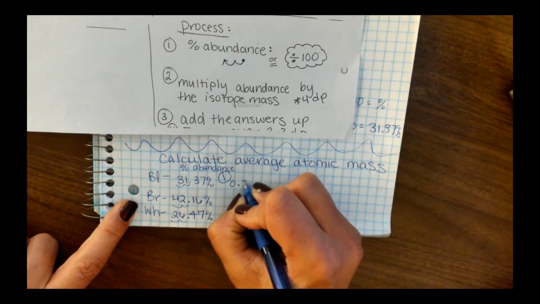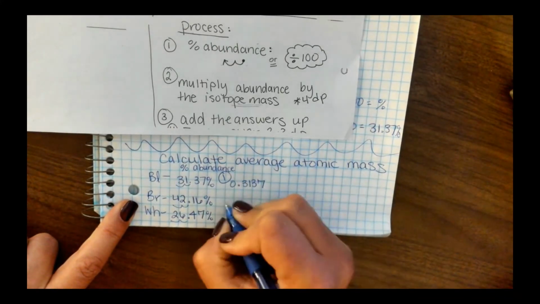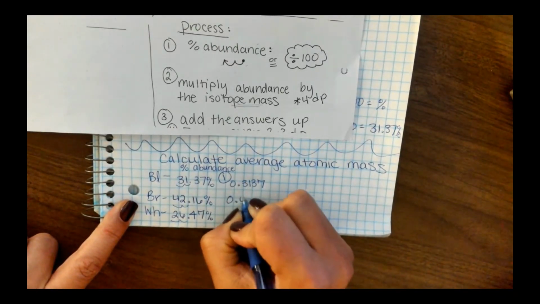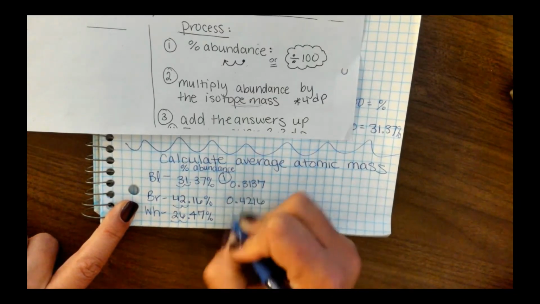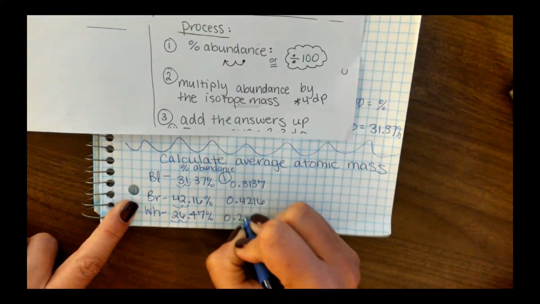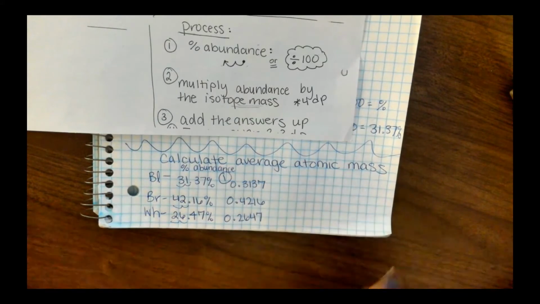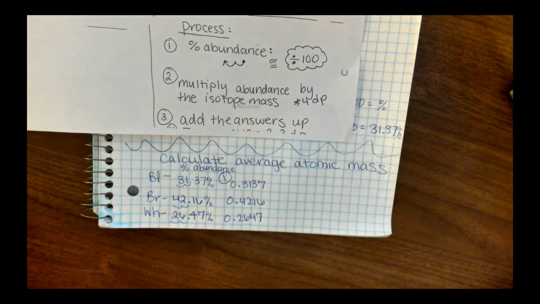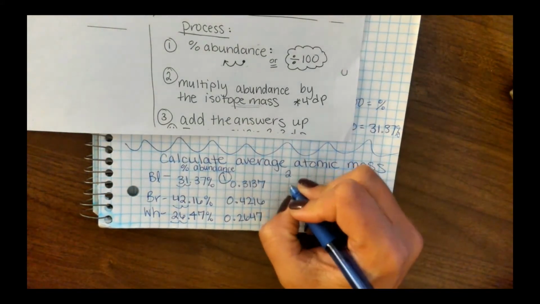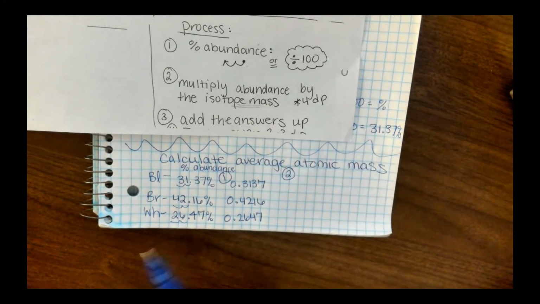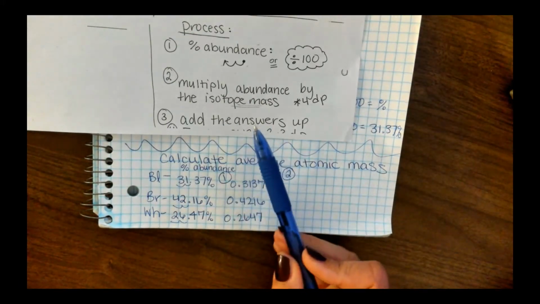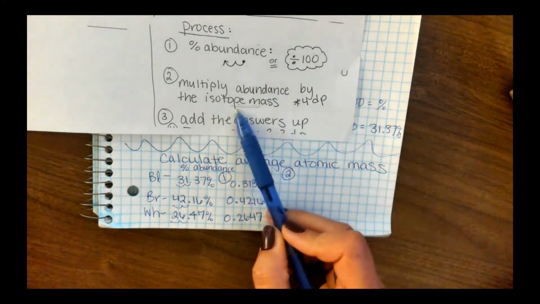So 0.3137 is mine. I'm going to stop saying it out loud so you can focus on your own numbers. I'm just moving everything into decimal form. Step 1 is done. So 2. Step 2, what are we doing? We are multiplying abundance by the isotope mass.